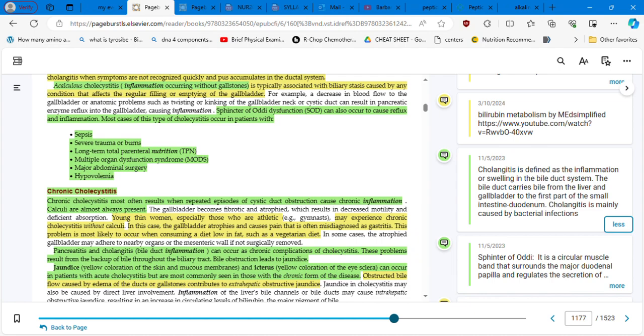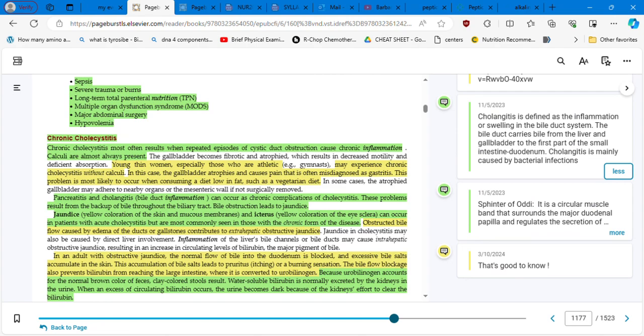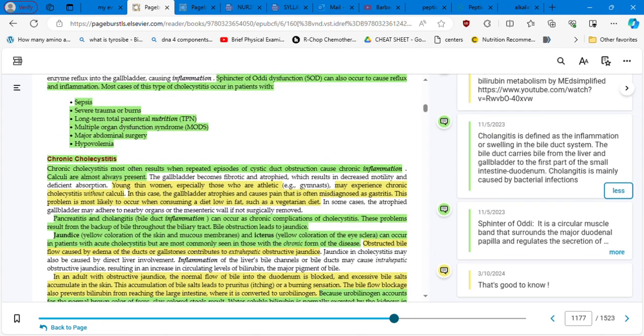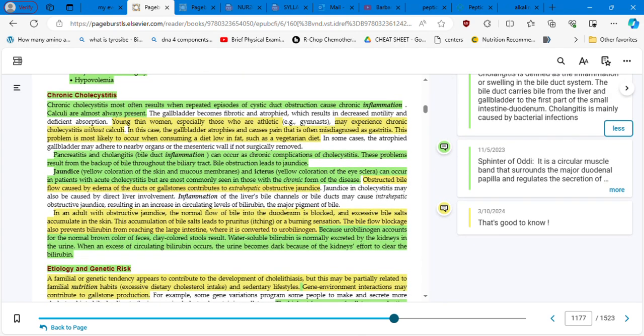Most cases of this type of cholecystitis occur in patients with sepsis, severe trauma or burns, long-term total parenteral nutrition, the one that is given through IV, through the circulatory system, right? It's not the enteral. We know that. Also multiple organ dysfunction syndrome, major abdominal surgery, and hypovolemia. Okay. So chronic cholecystitis. Now from acute, we are going to chronic.